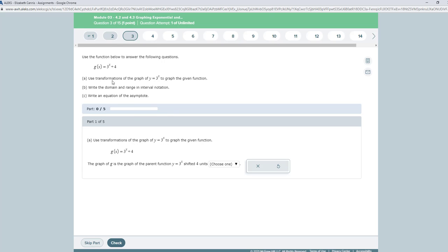All right, so this one just wants me to graph by using transformation. So let's see how this one goes. It's the same 3 to the x function that we had previously, but this time has plus 4 out here. So that's going to be shifting our graph up 4 units. When we look at part 1, it says the graph of g is the graph of the parent function, y equals 3 to the x, shifted 4 units, and I already said that. It's going to be moving upward, and that's because it's outside of our function.